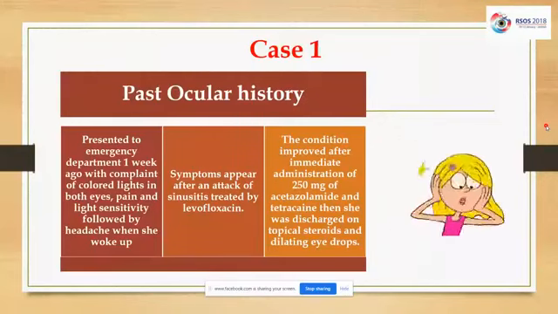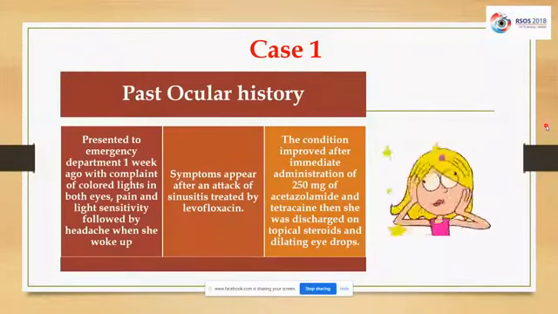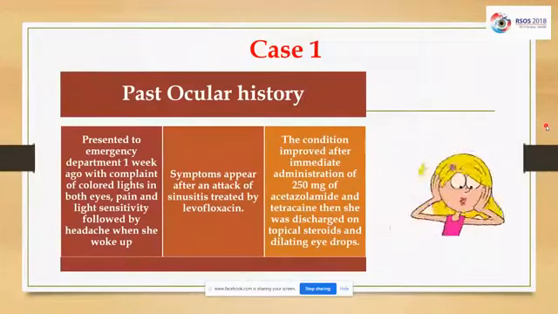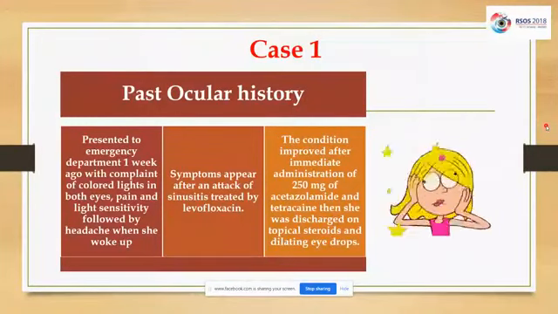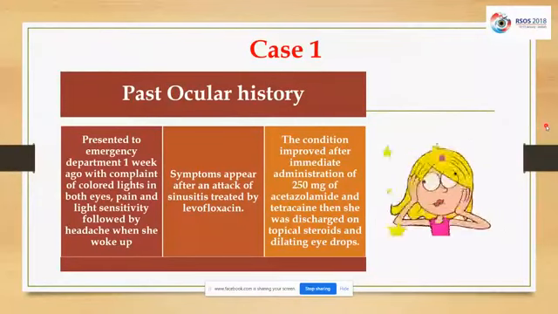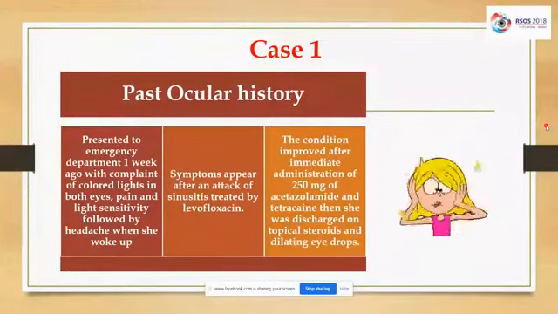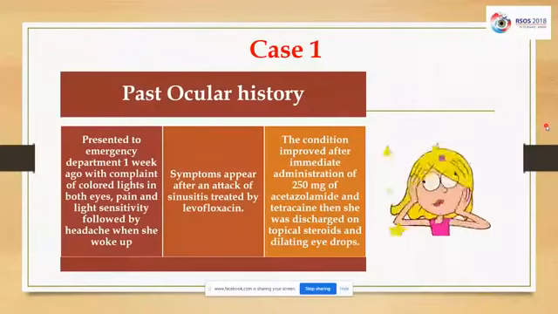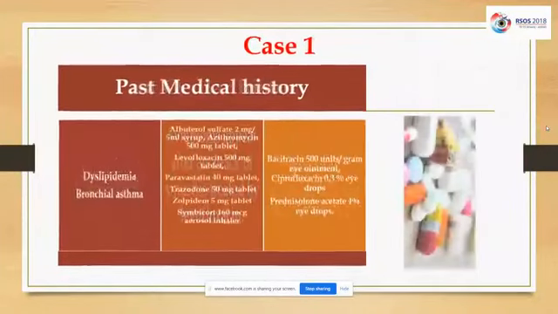So from this history, you can assume that the patient has a history of angle closure glaucoma or suspected ocular hypertension, and that's why the patient was given acetazolamide at this time, to control the pressure in the eye.